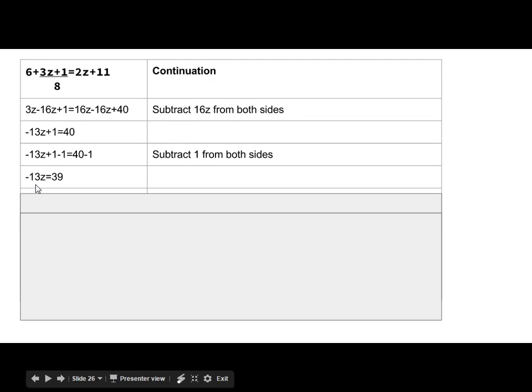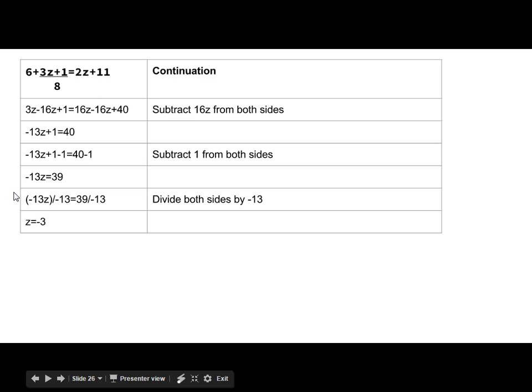By now you should be able to guess what our next step is. If you think you know what the answer is, shout it out. Not too loud, just shout it out so that we know you're listening. If you said you're going to divide by 39, then you're wrong. If you said that you're going to multiply by negative 13, then you're wrong. Hopefully you said that you're going to divide both sides by negative 13. So negative 13z divided by negative 13 equals 39 divided by negative 13. I simplify and I get an answer of z equal to negative 3.